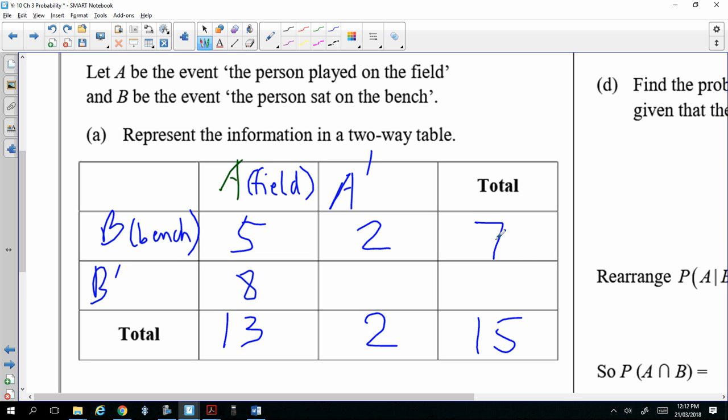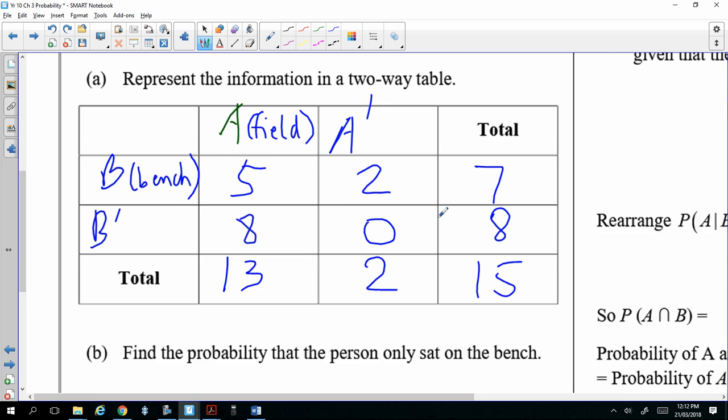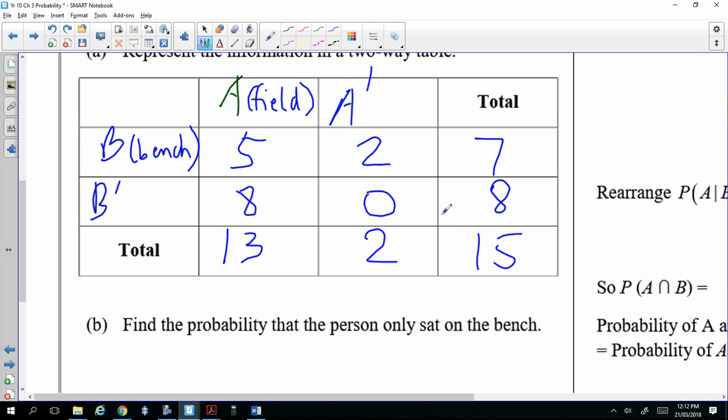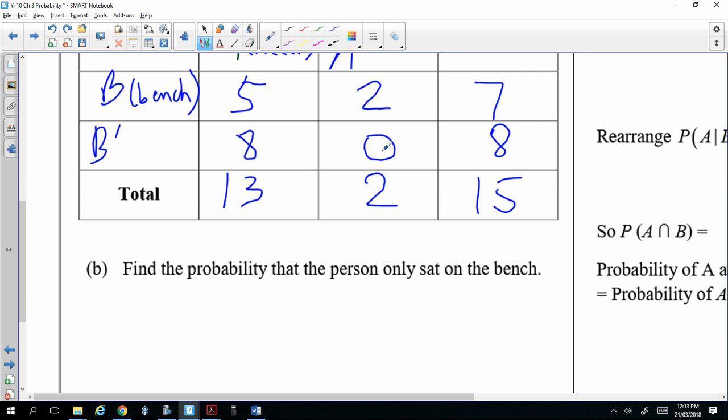So that means who plays nothing? 0. Once it's finished, we can then do the question. Find the probability that the person only sat on the bench. Yes, Damien. Only on the bench means can only be on the bench, not on the field. So basically what they say is in the bench and not in the field, right? Which is equal to 2 out of 15.